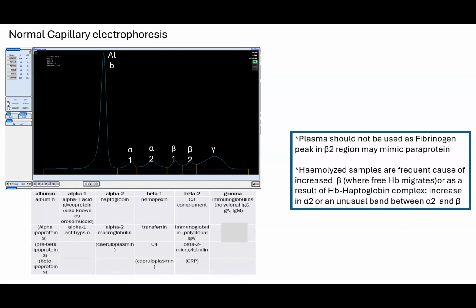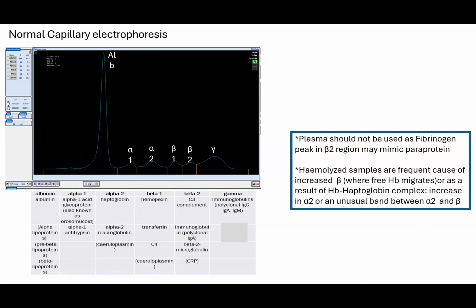And then the gamma region is, as I said, where we commonly request capillary electrophoresis when we are suspecting any paraprotein. You can see it's a very wide band, a wide peak, and that's because we have different immunoglobulins with slightly different sizes and charges. So you see this polyclonal IgG, IgA, IgM, but then IgD and IgE are in very, very small amounts. All of these form this gamma region.